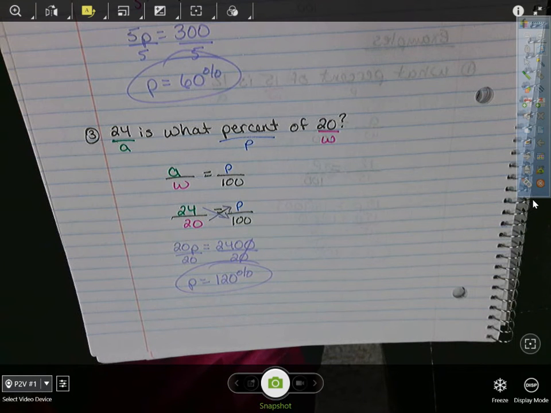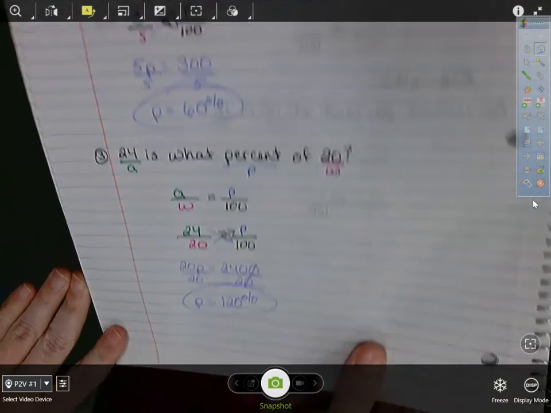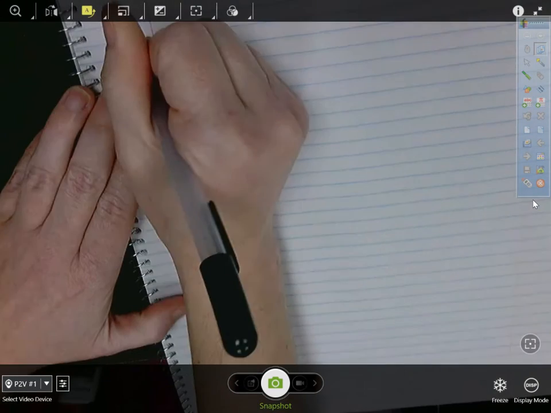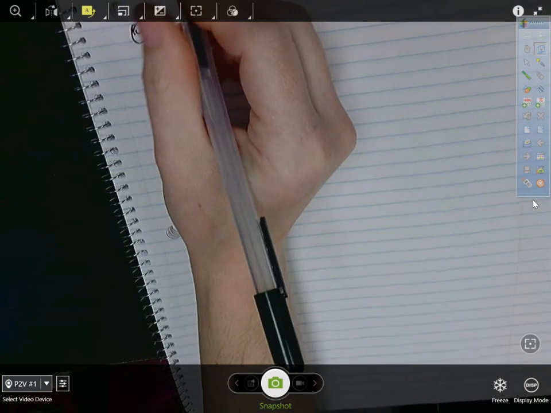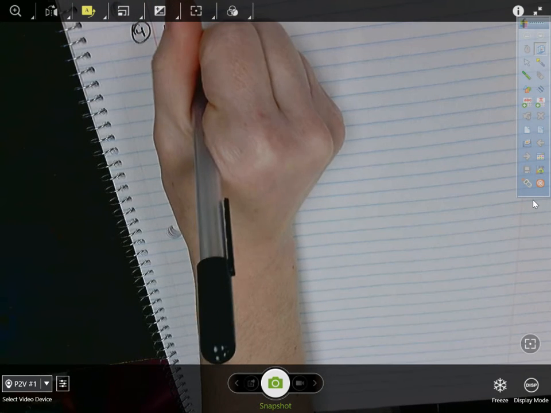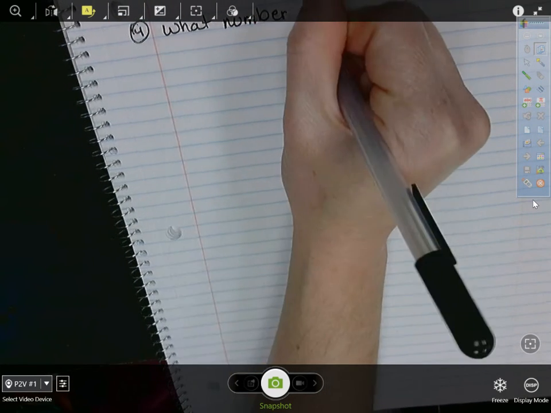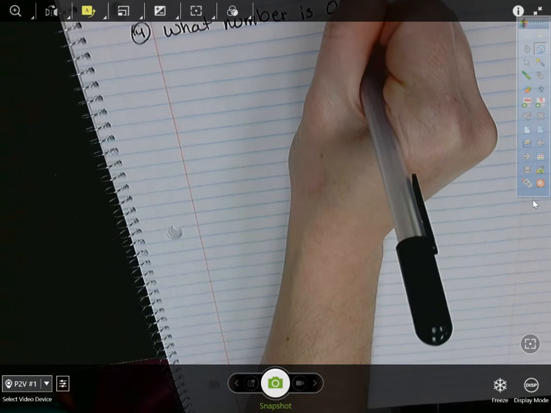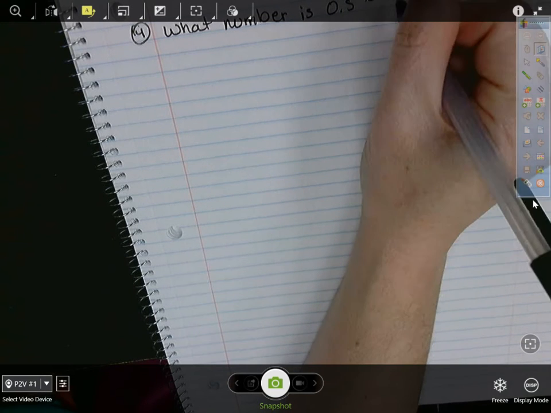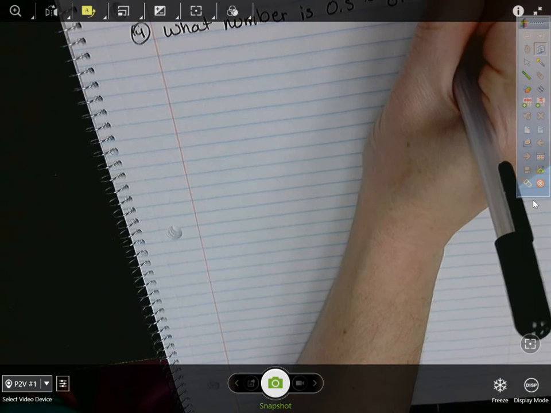Let's try another example. What if we're trying to find a part? What if they give us the percent and the whole, and we want to find the part? Okay, so example 4. What number is 0.5% of 200?